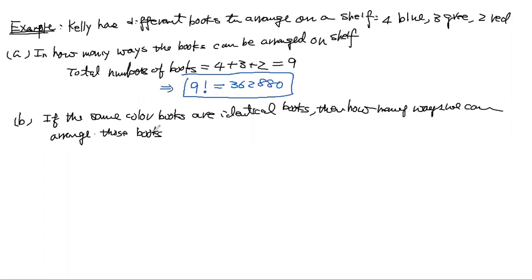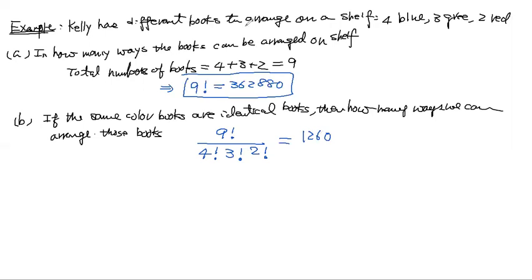So for these ones, this is just like we did for the non-distinguished books. We say, okay, total I have 9 factorial. But I have repeated books, right? Because the 4 blue are the same, the 3 green are the same, and the 2 red are the same. So I use my non-distinguishable permutation: 9 factorial divided by 4 factorial, 3 factorial, 2 factorial. So I have 1260 ways, okay?